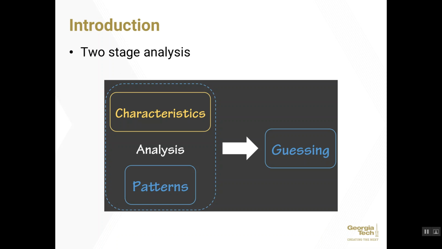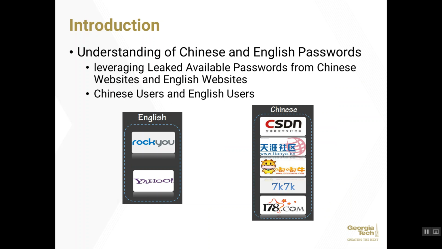This paper mainly has three parts. The first one is the characteristics of Chinese passwords, which includes the most popular passwords, structures, and strengths of them. The second part is the patterns used in Chinese passwords. And at last, it tries to guess the Chinese passwords using the above analysis.